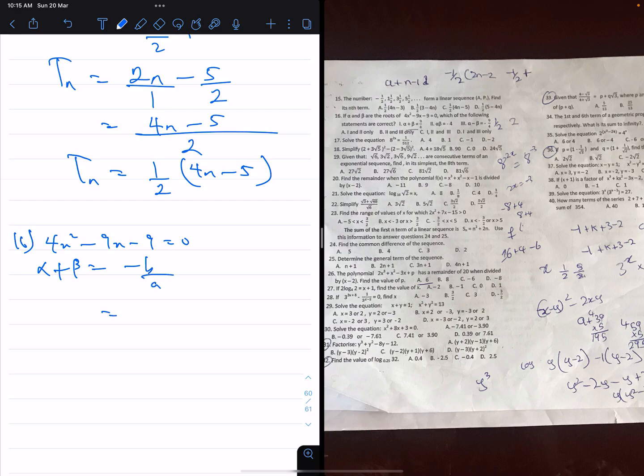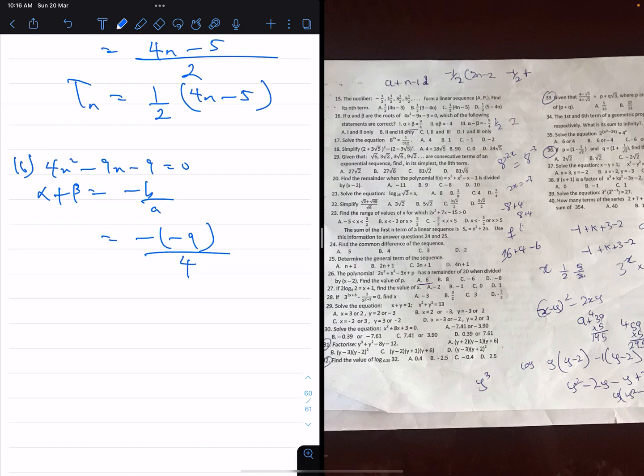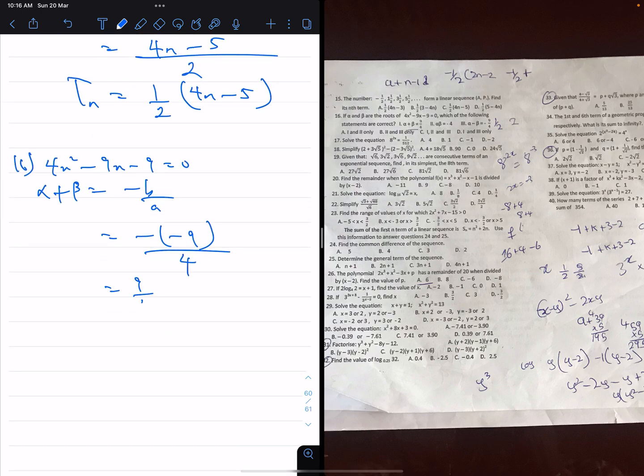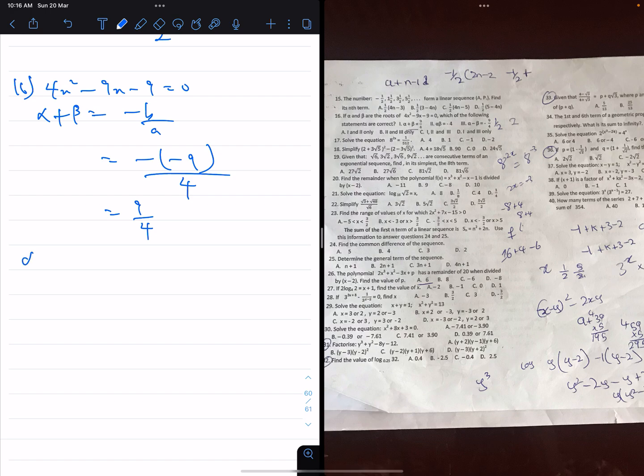Minus B over A. Now, minus 9 over 4. You're always making mistakes. The B is already a negative value, so alpha plus beta is 9 over 4. Is that correct? Alpha plus beta is 9 over 4. That's correct. So that means 1 is correct.